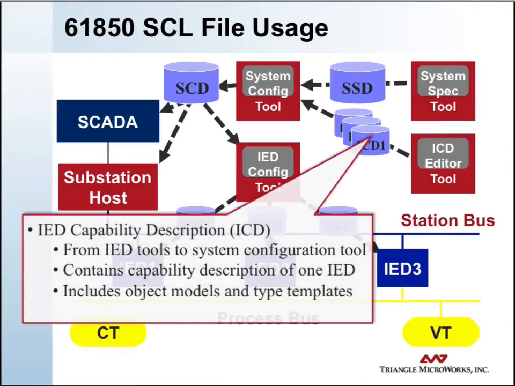The IED capability description files, or ICD files, are delivered from the vendor to the utility along with their equipment to describe the capabilities of the device and all the configuration parameters, object models, and all that sort of thing. They're typically developed with an ICD editor. We supply one with our software for developing these files, and they're used to communicate the information to the system configuration tool.